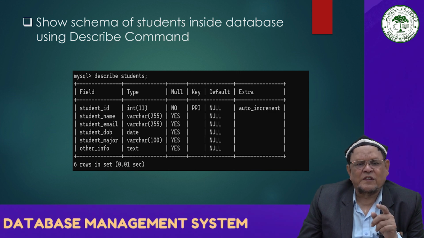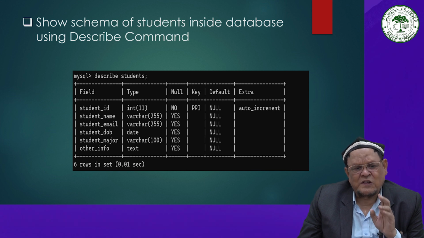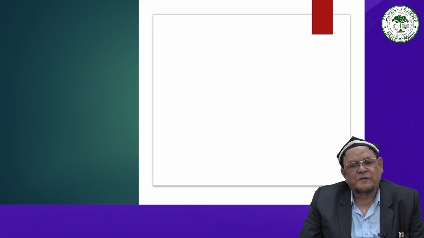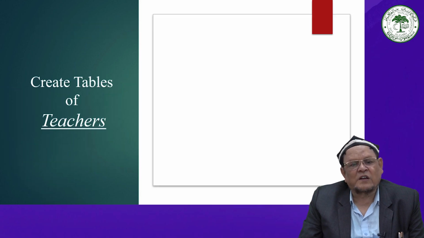The types are integer, varchar, and date, and the other information is text. Student ID is not null. It means the primary key must be not null, and then student name is yes or whatever for null. In this way, 6 rows in a set. It means 6 attributes you can add in that schema. The next topic is to create the teachers table.